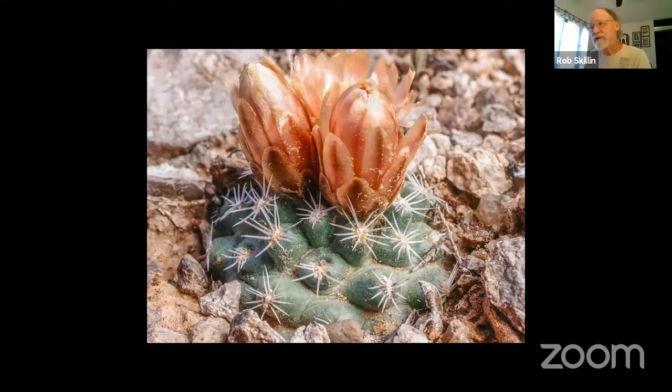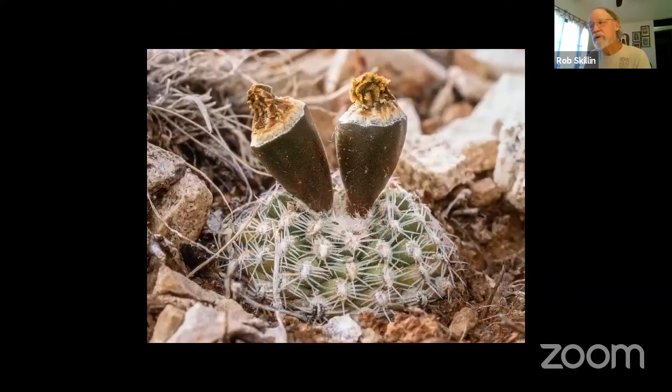Now, very importantly, we want to take a look at the fruits. The fruits are shaped like a top, and notice that the dried flower remains are persistent at the top of the fruit. The fruit is naked. It has no scales, spines, or wool, sometimes a few scales.